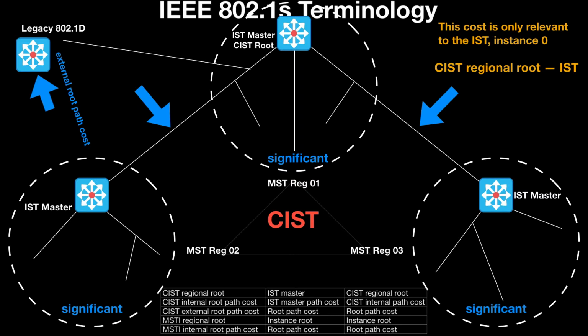The CIST regional root was called the IST master in the pre-standard implementation. If the CIST root is in the region, the CIST regional root is the CIST root. Otherwise, the CIST regional root is the closest device to the CIST root in the region. The CIST regional root acts as a root device for the IST. The CIST internal root path cost is the cost to the CIST regional root in a region. This cost is only relevant to the IST, instance 0.